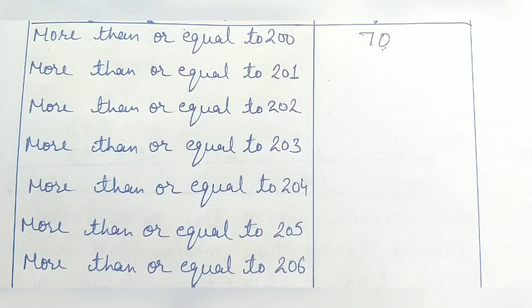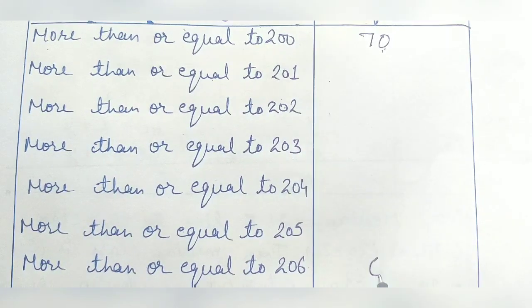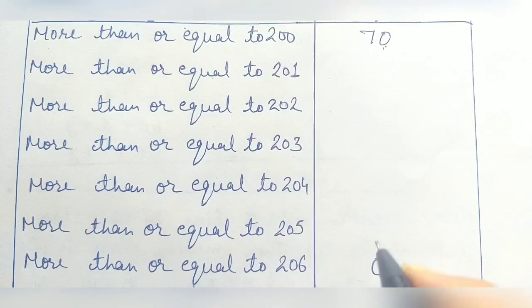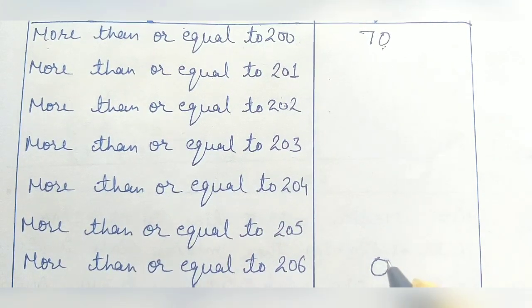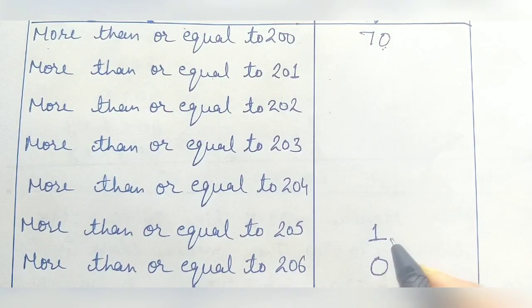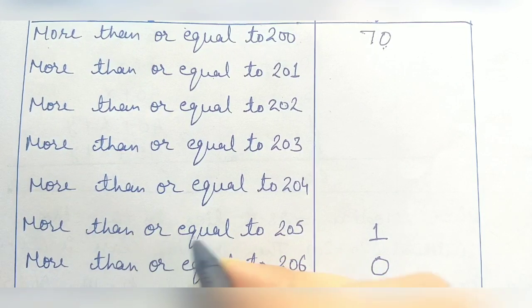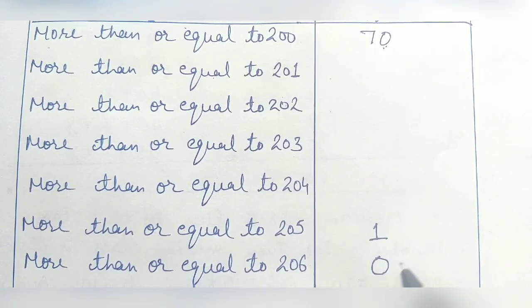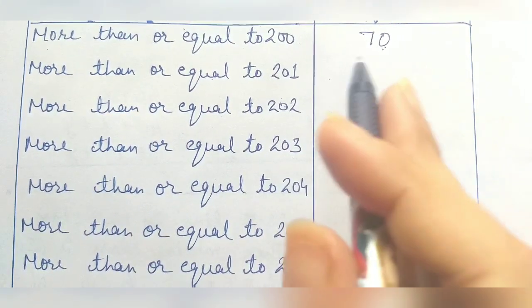We'll start from 206 because we have the last interval 205 to 206, so we don't have any value above 206. Here we will write 0 for this value, and in the table we have the 205 to 206 column, the value is 1, so we will write 1 in the more than or equal to 205 section. Now we will add all the frequencies in the upward direction.